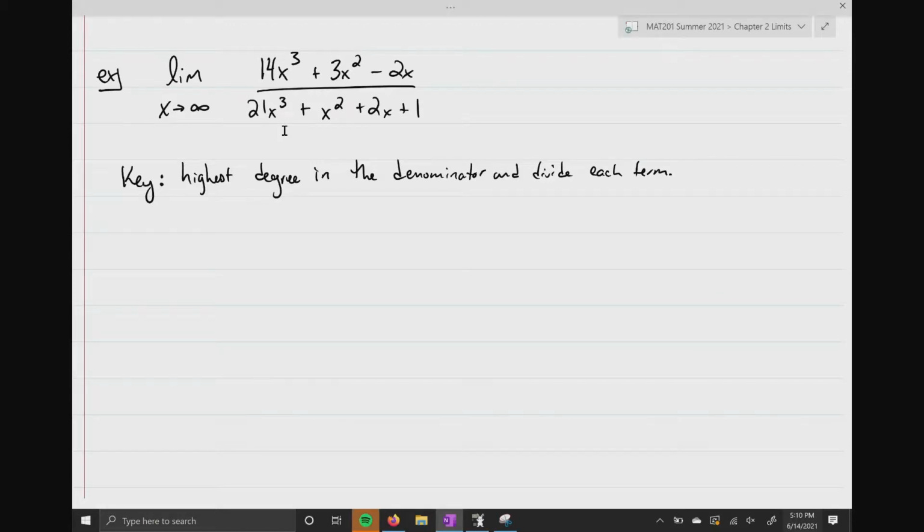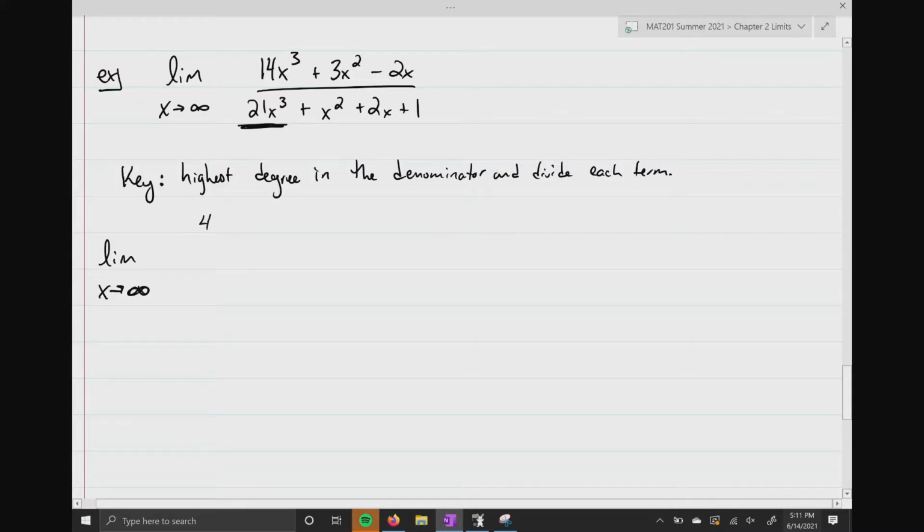For the next example, it's a little bit different, and it's because we have a rational expression. So with the limit as x goes to infinity of 14x to the third plus 3x squared minus 2x, all divided by 21x cubed plus x squared plus 2x plus 1. The key to this is to find the highest degree term in the denominator, and just divide each term by that. So right here is going to be the highest degree in the denominator. So I'm just going to go ahead and divide every single term by that.